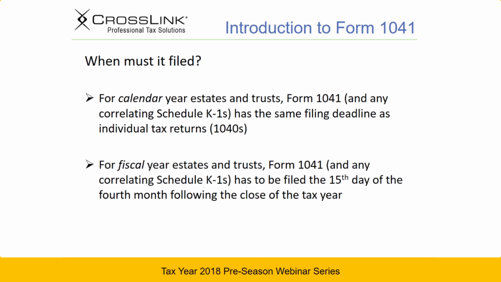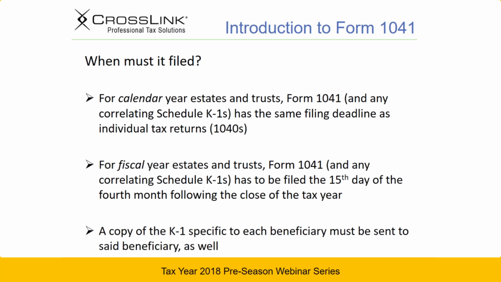And as I said before, one of the responsibilities of the fiduciary, which means you, as the professional working with that fiduciary, is to send a copy of a K1 specific to each beneficiary. So in other words, it doesn't have to be done by the end of the first month of the year or anything, but by the time you get to that filing date, a K1 has to have been sent out to each one of the beneficiaries as well. Okay?